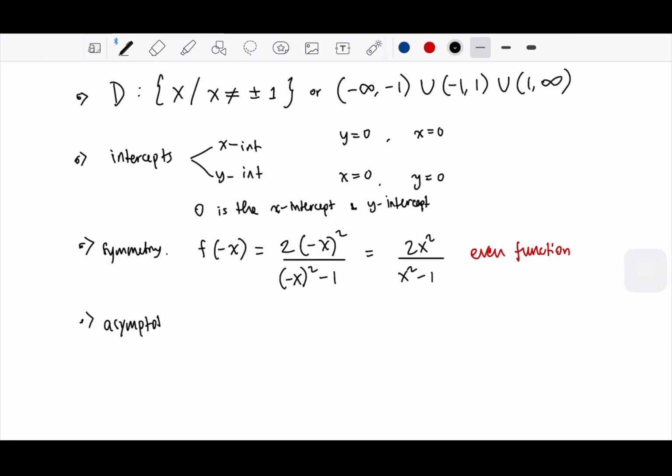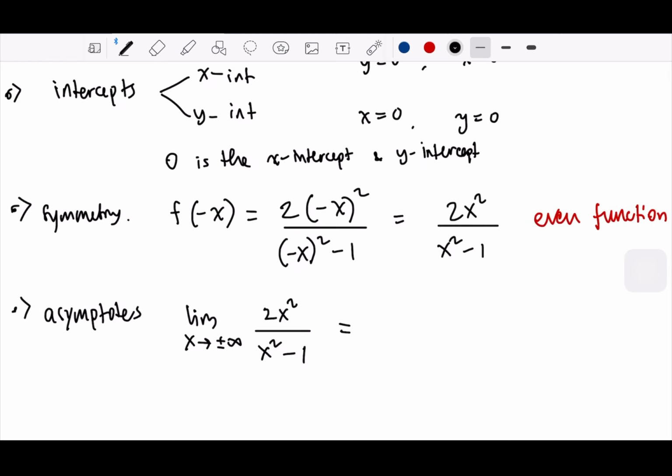And then we can check the asymptote. First, we check the horizontal asymptote. So we are going to take the limit of this function, and x is approaching either positive infinity or negative infinity. Let me write both. And then you solve this limit, and as you can see, because it has the same variable x squared, we know for sure it's going to be 2. So which means y equals 2 will be the horizontal asymptote.